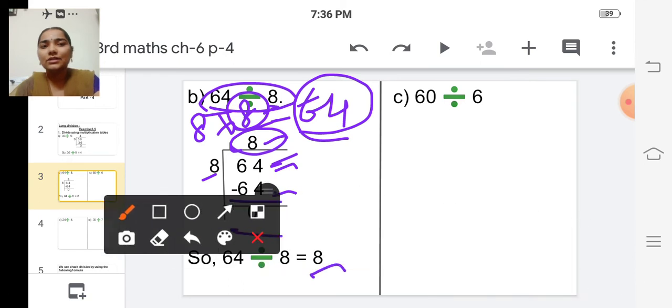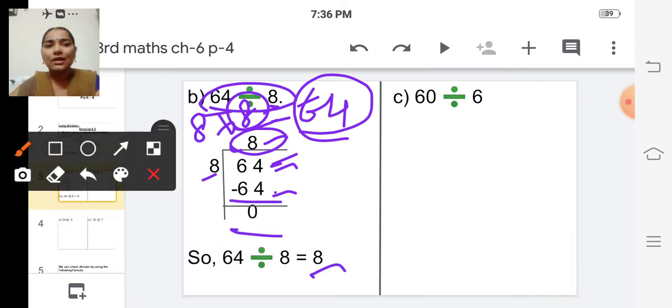Is it clear, children? So shall we do the C? 60 divided by 6. Using the multiplication table, we are going to divide 60 by 6. So, 60 divided by 6. How many times will it go in the sixth table?